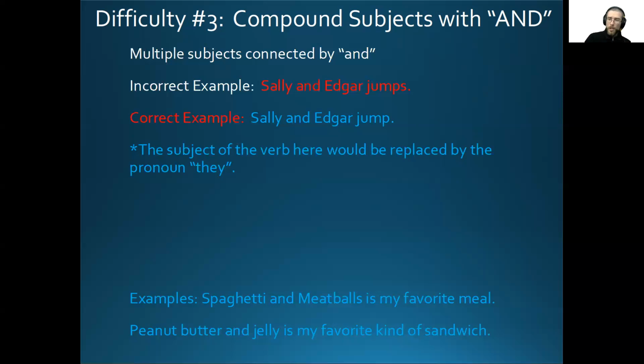Oftentimes, you just have to learn by listening to English spoken and reading English sentences. You have to learn what the appropriate subject-verb conjugation is, or the appropriate subject-verb agreement is. Spaghetti and meatballs as a singular thing rather than a plural, and peanut butter and jelly as a singular compound subject rather than multiple separate items. These are both strange exceptions.